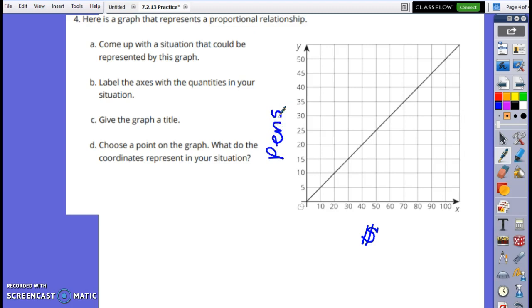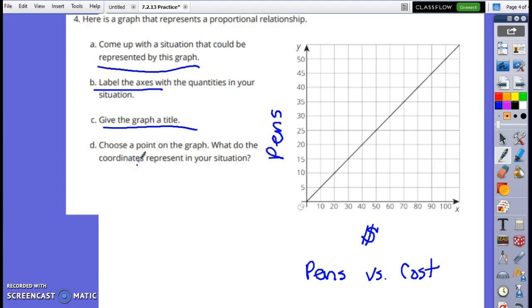So my relationship is going to be pens versus the cost, and that's my title. So I've labeled my axes, I've graphed it with a title, I've come up with a situation. Now I'm going to put a point on it and tell you what that point means. I'm going to choose this point here, and this is telling me that $10 buys 5 pens. You come up with your own situation.